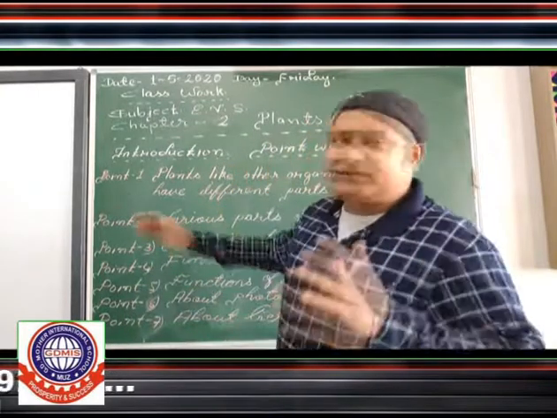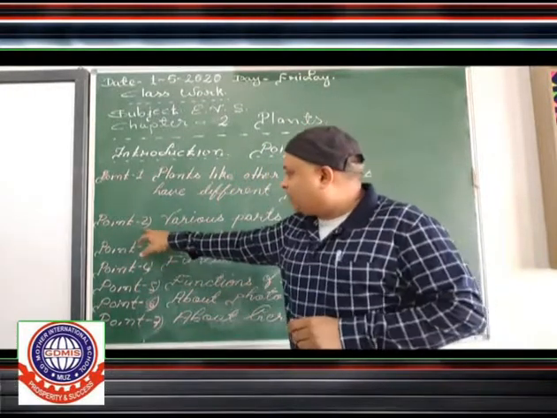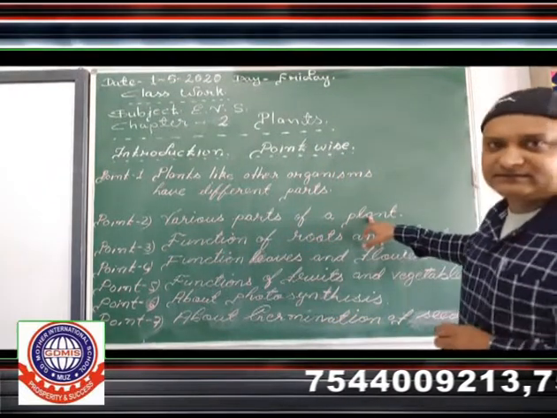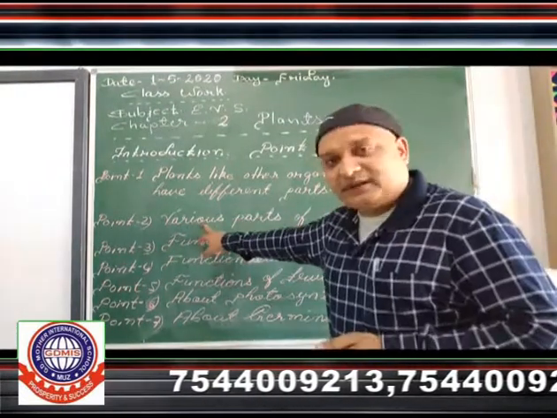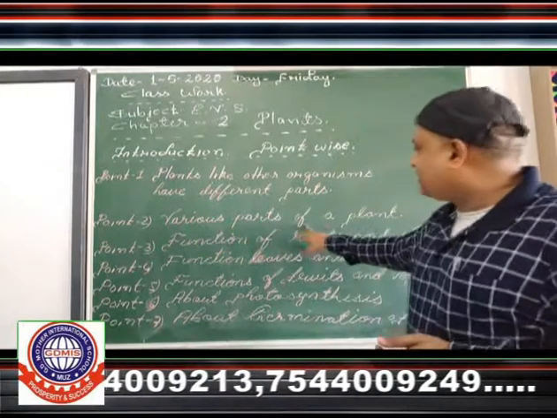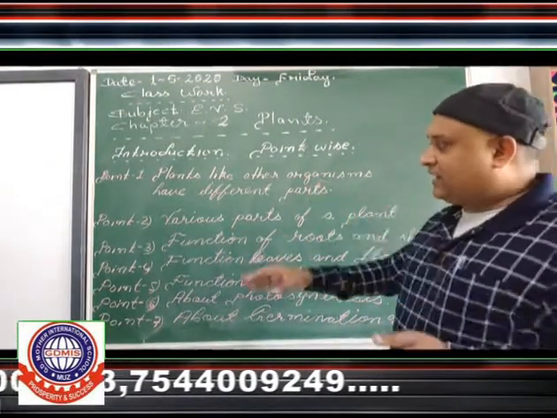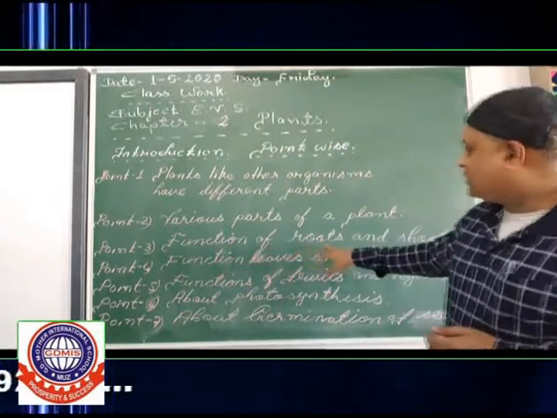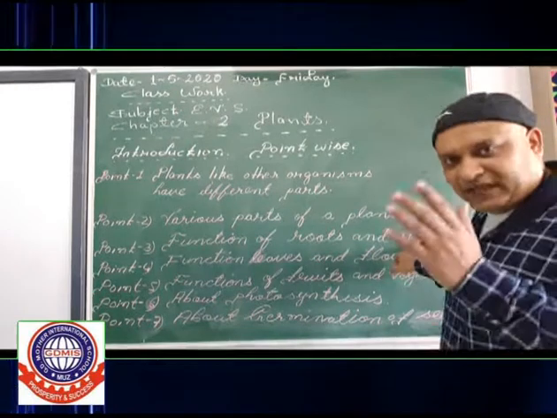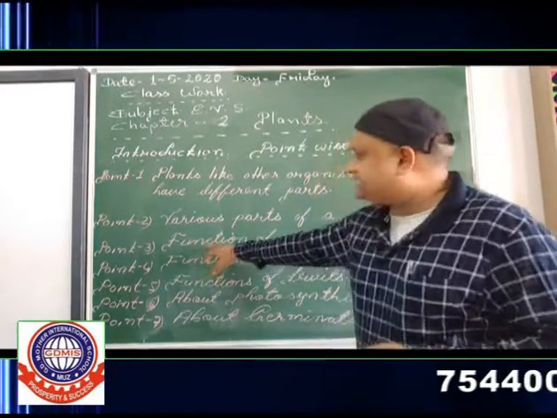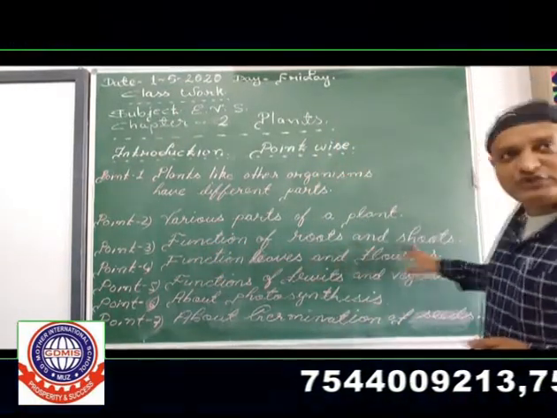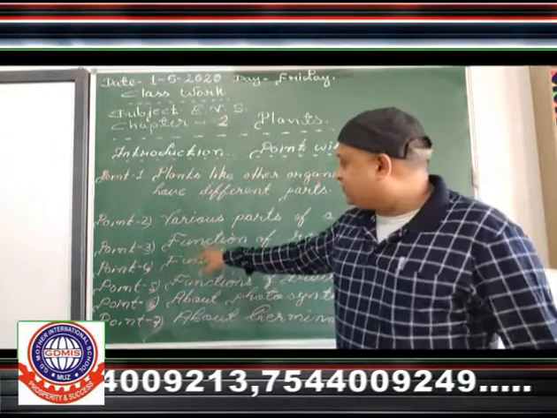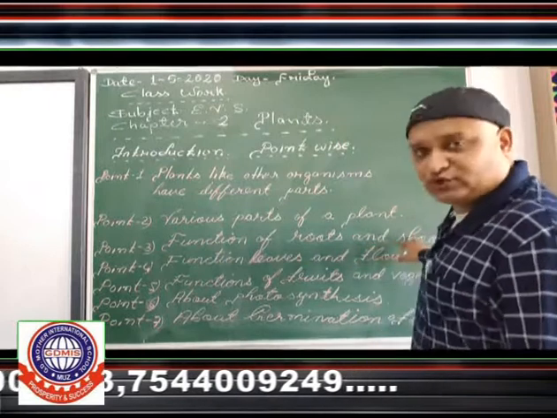We are continuing with point 2 now. Point number 2 is the various parts of a plant. Let's come to point number 3: functions of roots and shoots.